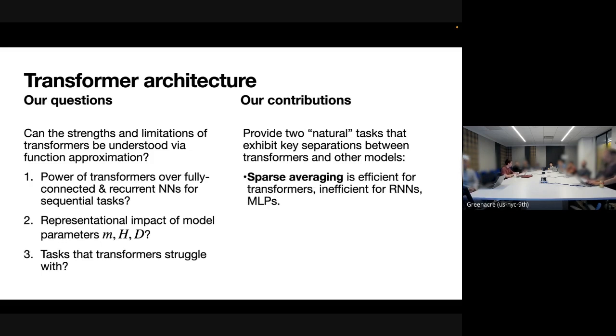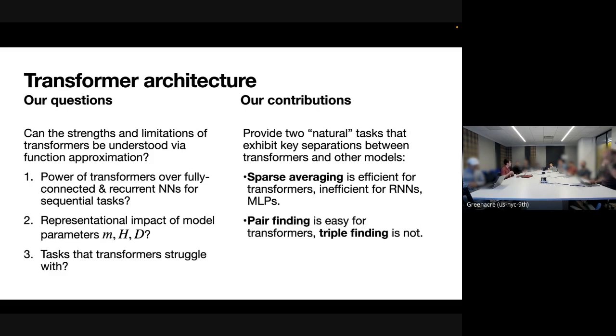So the first task we coined is something called sparse averaging, which I'll define in detail. But basically, this is a task which is easy to do with a transformer. Indeed, it's easy to do with a single unit of attention. And it's hard to do efficiently for recurrent networks and multi-layer perceptrons. And also it has this key interplay of this quantity m: as the embedding dimension increases, the amount of averaging I can do increases in tandem.